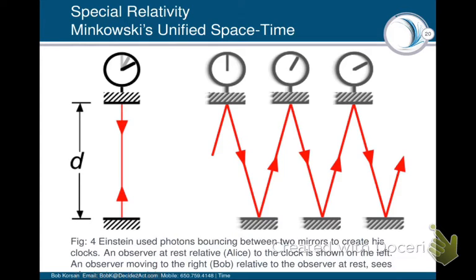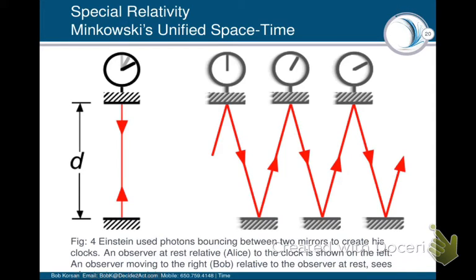Since the clock and Alice are at the same place, the photon just bounces back and forth, whatever the distance d is between the two mirrors.